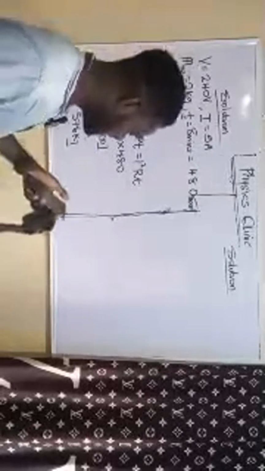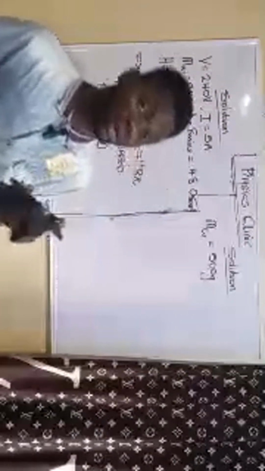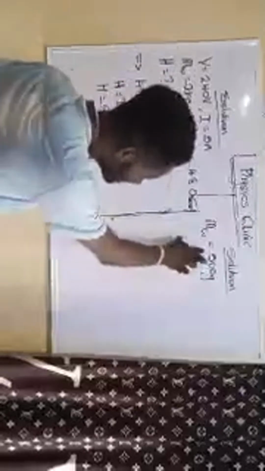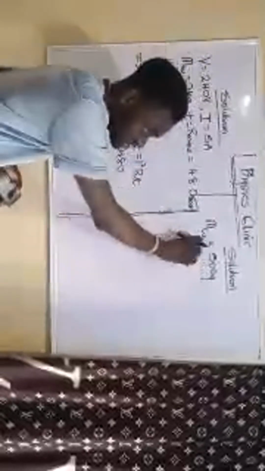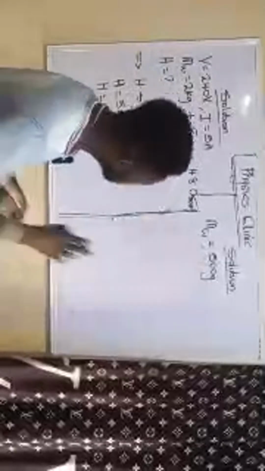Okay, it says a 500-gram block of copper. So that means the mass of copper, MCU, is 500 grams. And this is given in terms of grams, right? So let's leave it in terms of grams. Since the specific heat capacity of copper was given in terms of grams, and the mass also in terms of grams, there will be no need for converting. This is one thing I usually say.